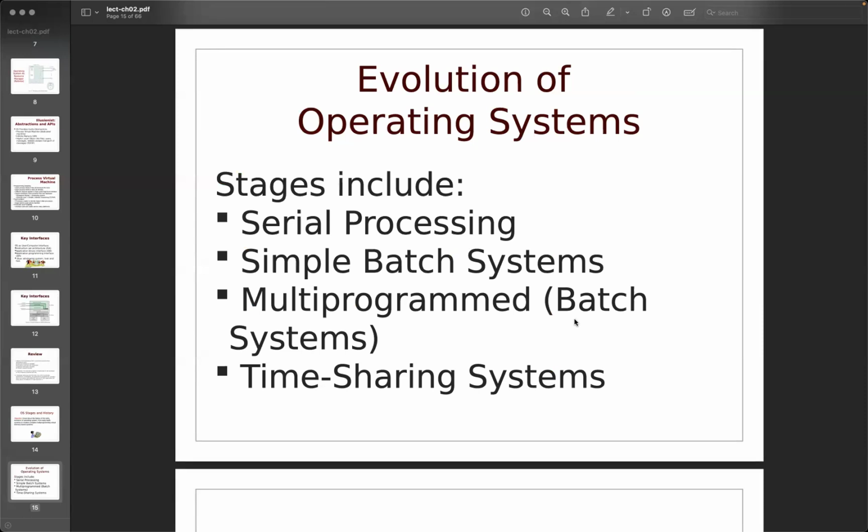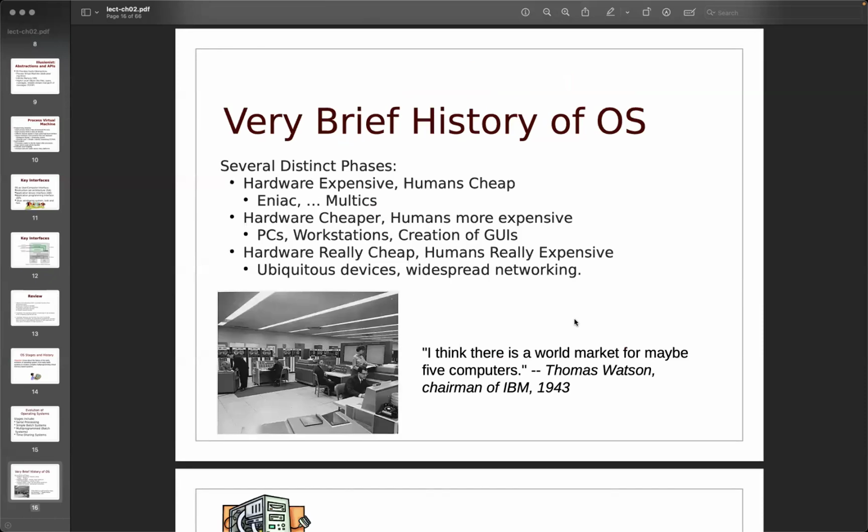And of course, after the OS keeps improving and changing, we're getting more. So serial processing, and then it changed to the simple batch system. And then we have multi-programming and also the time sharing system. Right here, I think it's a small one right here. So they are really big programs. Okay.